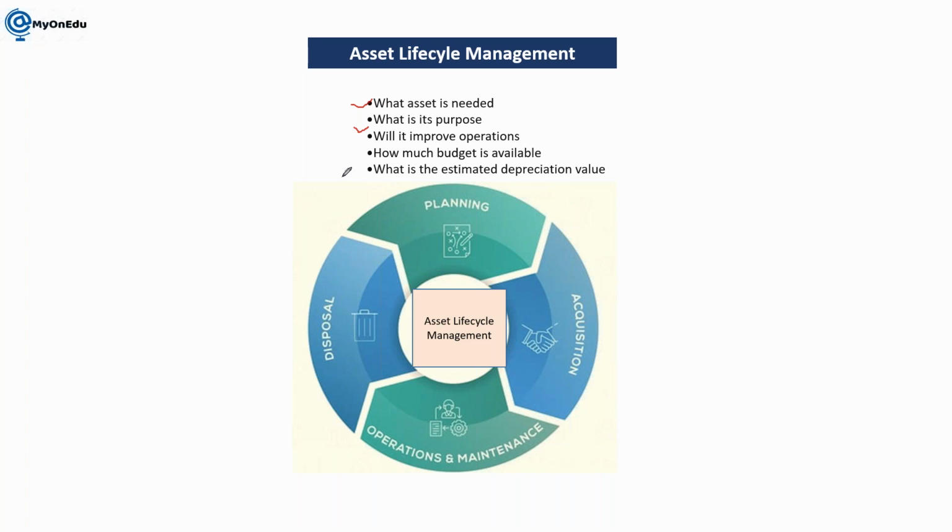to increase the efficiency of the existing asset, or we need to go for some modification in the plant. Okay, so first we are understanding what asset is needed. Let's say we are going for modification of the plant where we need an additional machine so that we can do more production. In that case, we are deciding what machine, what asset exactly we need, and what is the purpose of this. How exactly are we going to use this machine, and will it really improve our operation to improve our productivity, and how much budget is available.